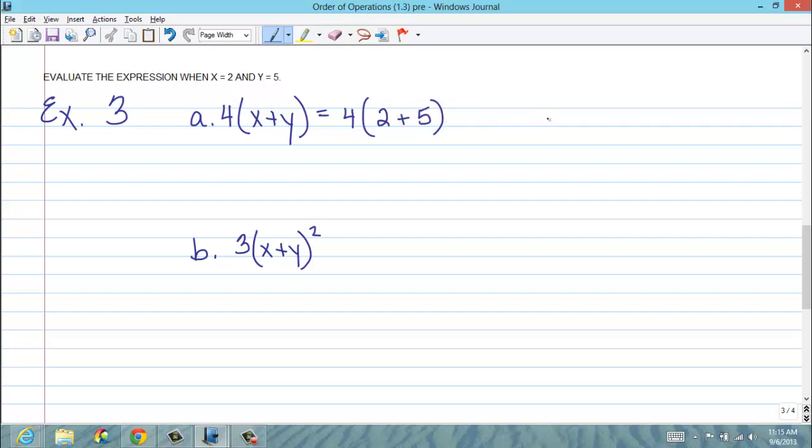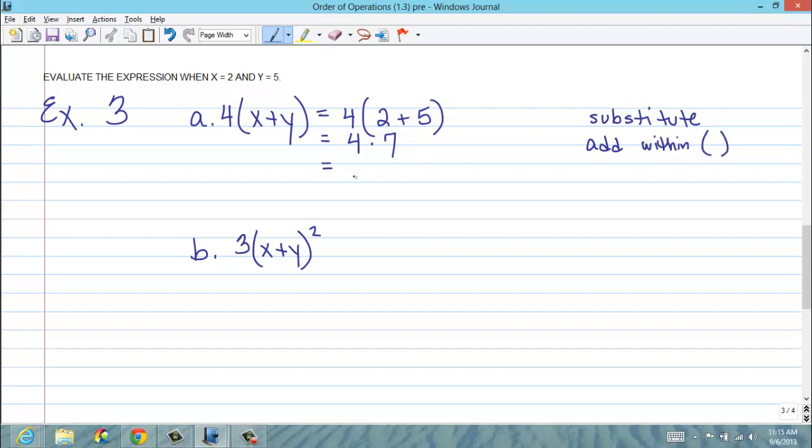What did I do to get this line? I substituted. Next line. We have to do what's in the grouping symbol first. So this will become 4 times 7. How did we get that? We added within the parentheses. So I'm going to say add within the parentheses.